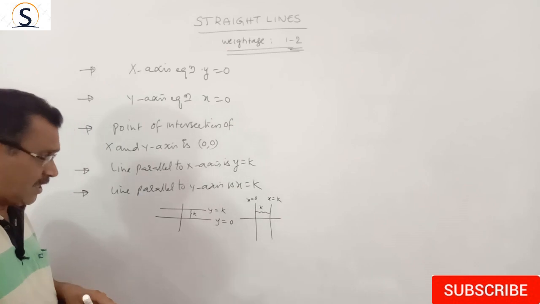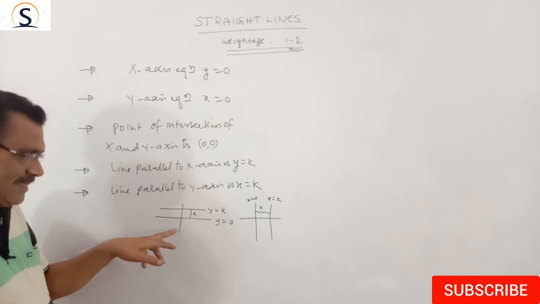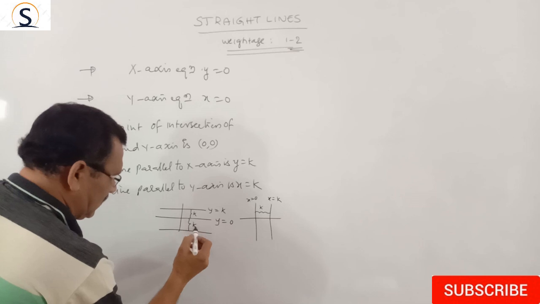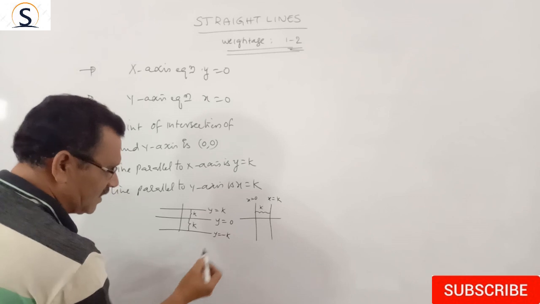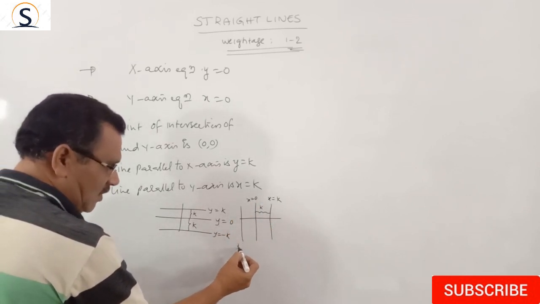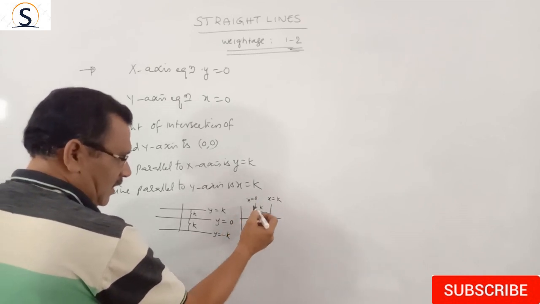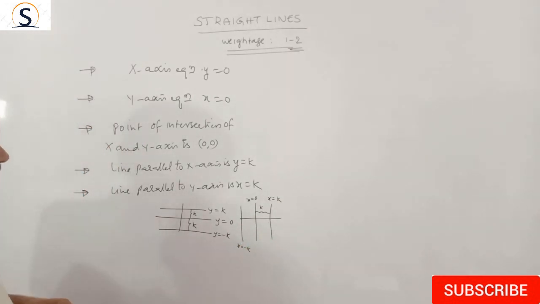Next, for lines below the x-axis, the equation is y is equal to minus k. If the line is at distance k below the x-axis, it is y is equal to minus k. And to the left of the y-axis, this line is x is equal to minus k, while this is x is equal to 0 and on the right side x is equal to k. So these are lines parallel to the x-axis, parallel to the y-axis, and the x-axis and y-axis equations. Next, the point of intersection of the two axes.